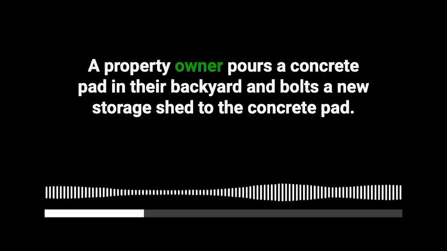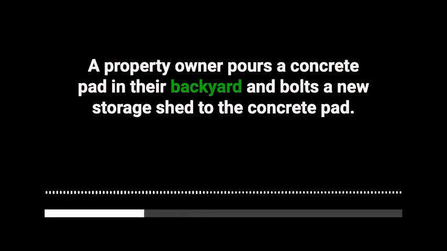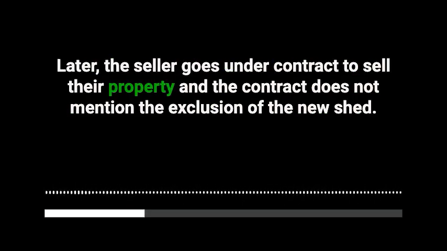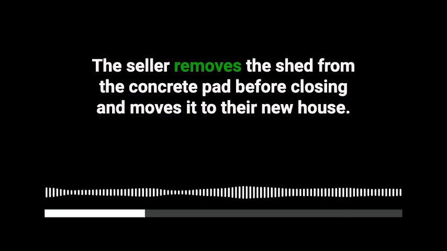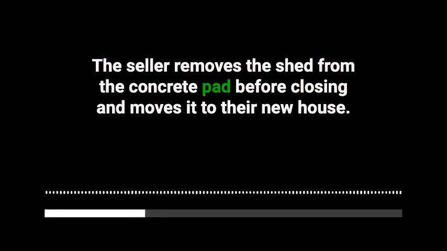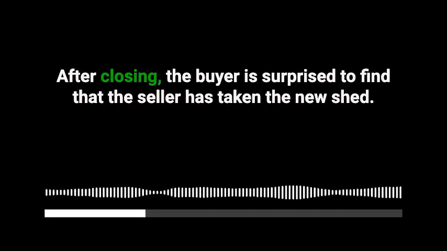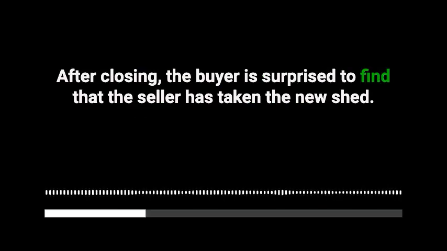Activity. Apply the total circumstances test to predict how a judge might rule if this issue went to court. A property owner pours a concrete pad in their backyard and bolts a new storage shed to the concrete pad. Later, the seller goes under contract to sell their property, and the contract does not mention the exclusion of the new shed. The seller removes the shed from the concrete pad before closing and moves it to their new house. After closing, the buyer is surprised to find that the seller has taken the new shed. Would the buyer have any standing in court?